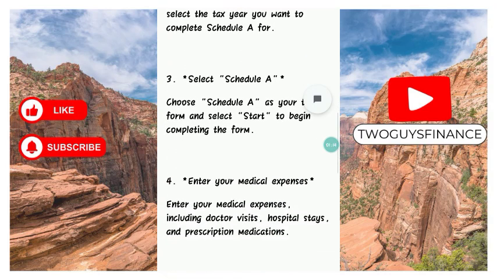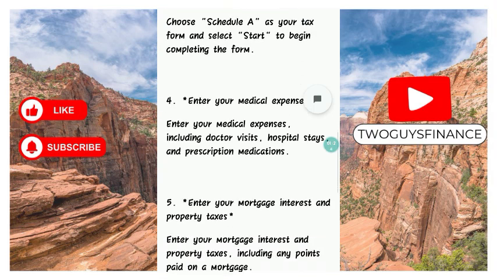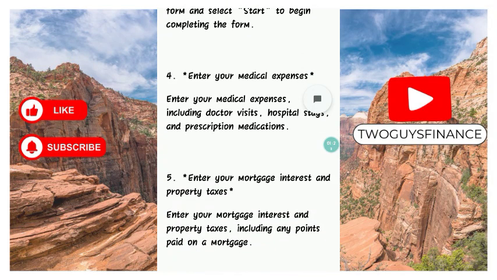Next, you're going to enter your medical expenses. So go ahead and enter your medical expenses, including doctor visits, hospital stays, and prescription medications. Next, you're going to enter your mortgage interest and property taxes. So go ahead and enter your mortgage interest and property taxes, including any points paid on a mortgage.